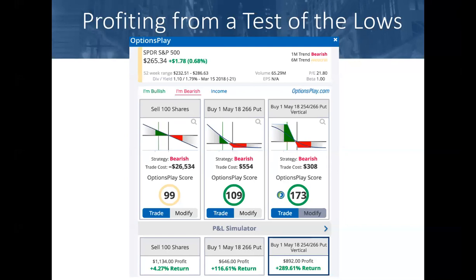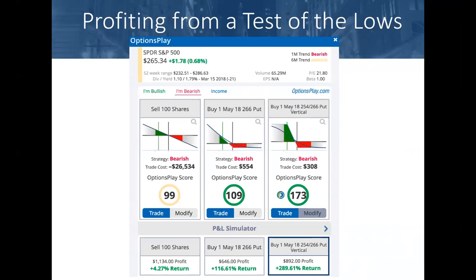Now, you accomplish two things here. You reduce your cost because you could buy that put outright. This put expires on May 18th, so you're giving yourself 6 weeks to get a good retest of the low. You reduce your cost from 554 to 308, but you also increase your rate of return on the same move in the stock by almost 200%. So if the S&P drops from 266 back down to 254, you make a very, very high, almost a 300% rate of return on your money.